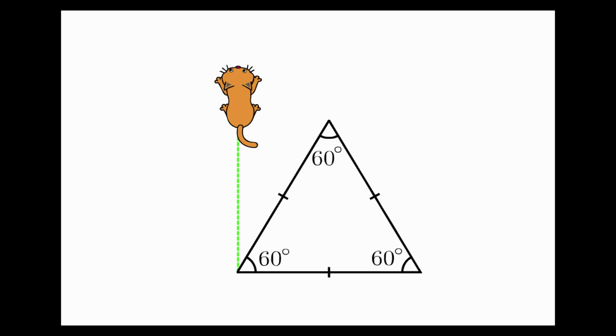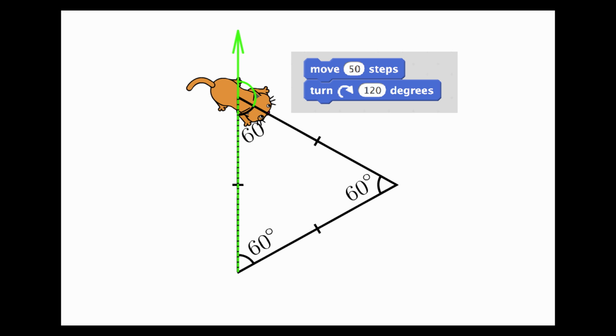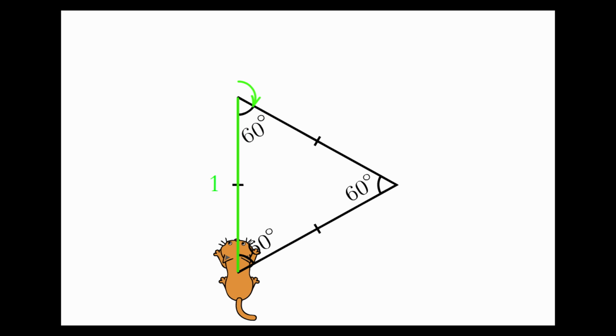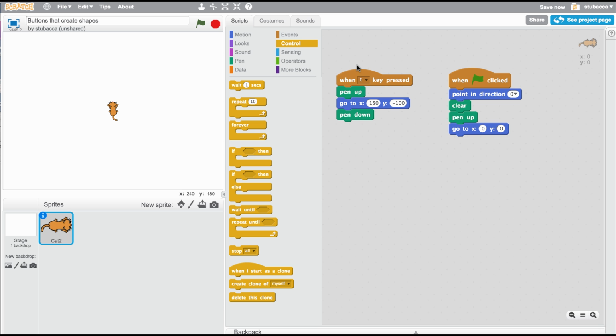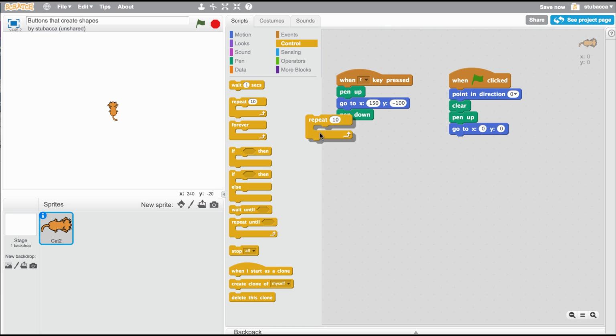Okay, so we want our cat to move forward a set distance, then we'd like our cat to turn an angle, and you've learnt in maths the angles that you need to turn to create a triangle. And then we'll need to do that 3 times. Now we're going to tell our character to repeat the same thing 3 times in a row. And so we'll drag out the repeat block and change it to 3 times.